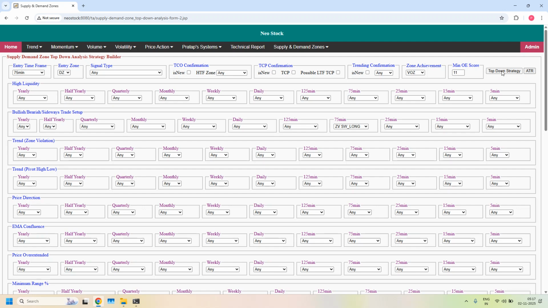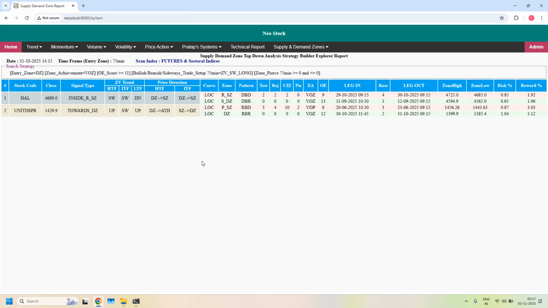So let's filter. We got two stocks supporting the sideways long trade setup for weekly income trade, and entry time frame zones are 75 minutes demand zones. And you should plan trades in these zones only if lesson 30.3 video checklist items are satisfied. Otherwise, higher chances of zone violation.